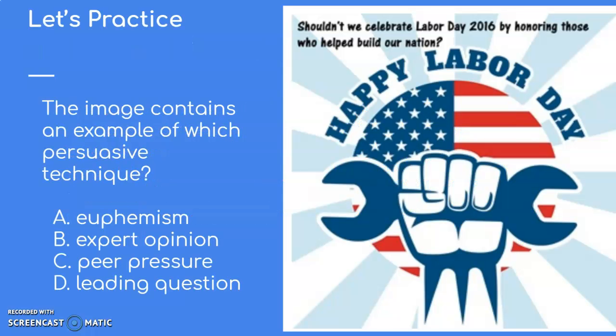So we're going to practice. The image contains an example of which persuasive technique? Is it A, euphemism, B, expert opinion, C, peer pressure, or D, leading question?